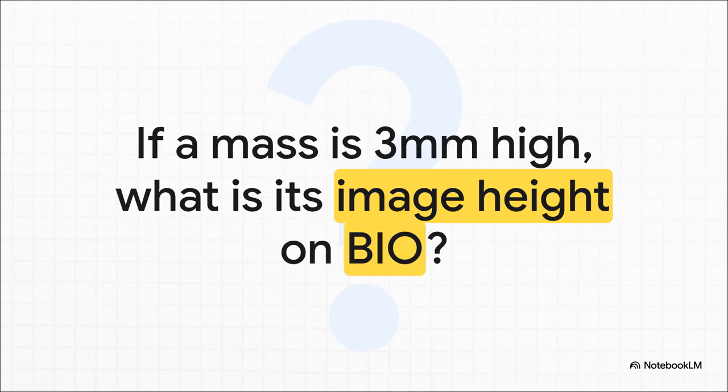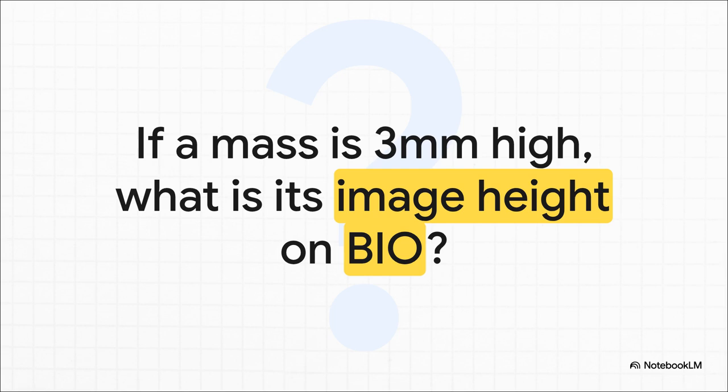You're examining a patient and, whoops, you spot an elevated choroidal mass. Let's say the actual height of this mass, its physical elevation off the retina, is exactly 3 millimeters. What will be the perceived height of its image when you're looking at it with your standard 20-diopter condensing lens? Take a second. How would you even set up that calculation?